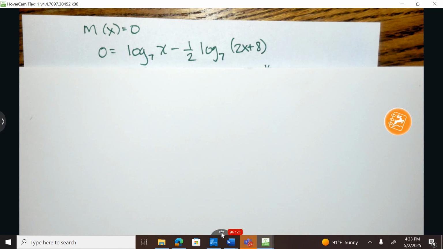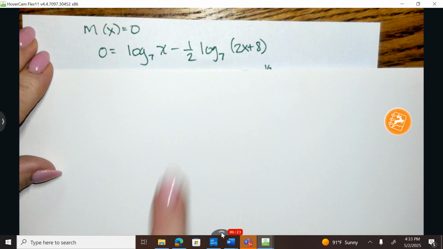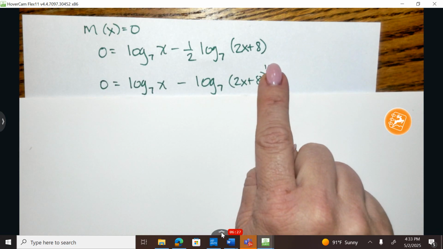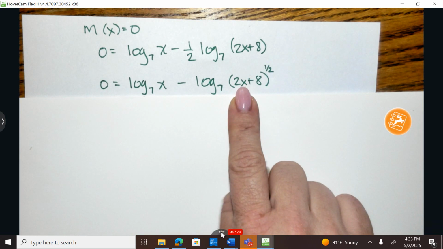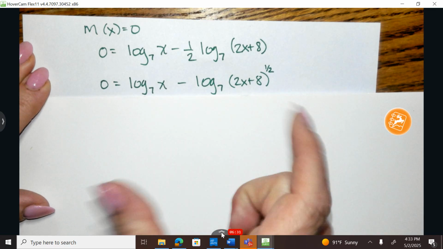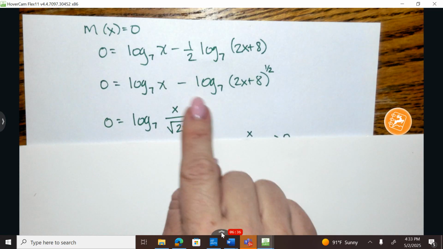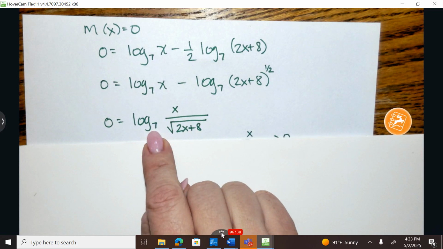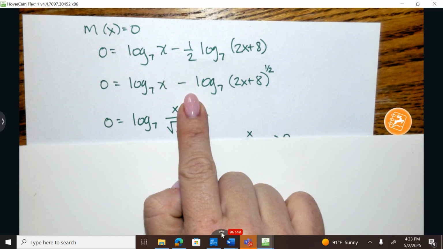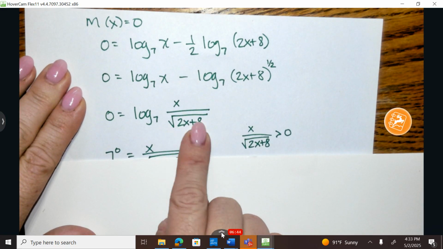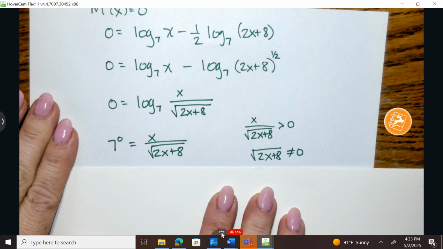My first step is going to be to put this in condensed form. That means the 1/2 is going to become the exponent, as you can see. Remember, 1/2 as an exponent is the same as the square root of this quantity. And remember that subtraction, when we condense it, turns into division. This is what I have right now. Now, as a reminder, the base of the log and the value behind always have to be greater than 0. And we also know that the denominator can never equal 0.